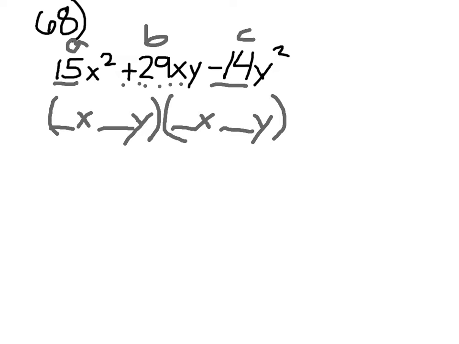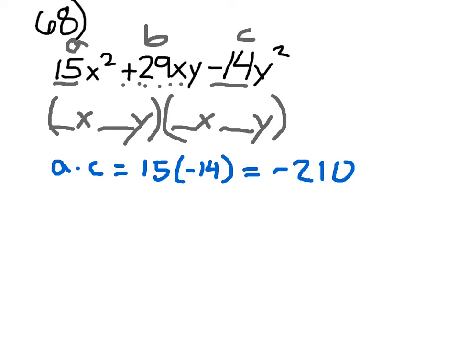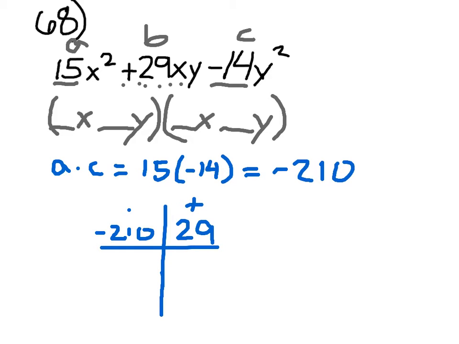So A is still 15, so AC in this case, 15 times negative 14 is negative 210. Okay, so now I want to find factors of negative 210 that add up to my B term, which is 29. Okay? Wow. Okay, so 210 is kind of a biggie.